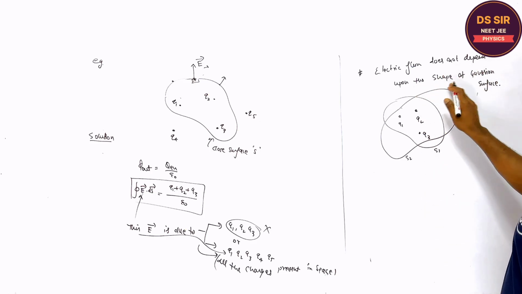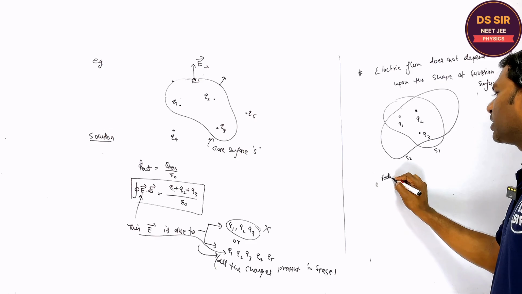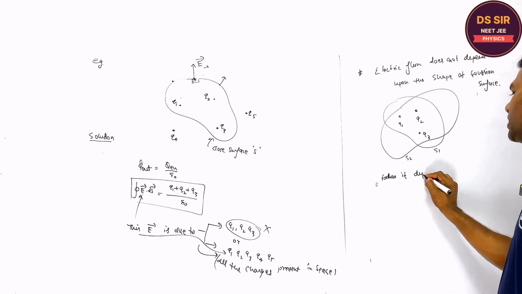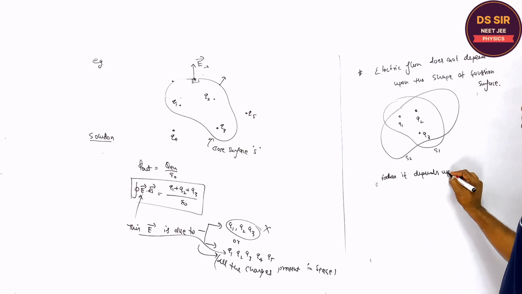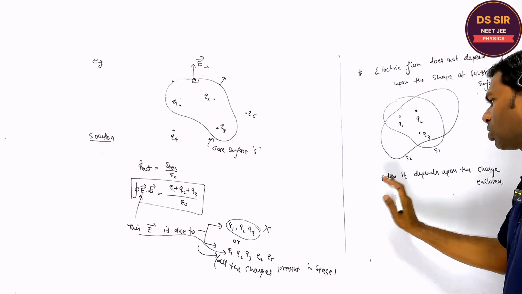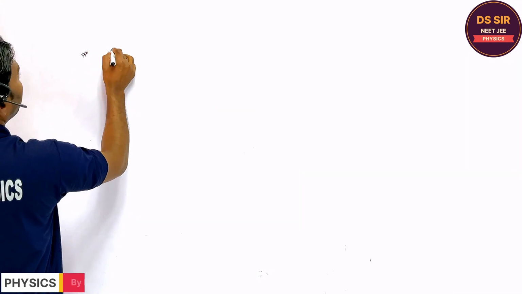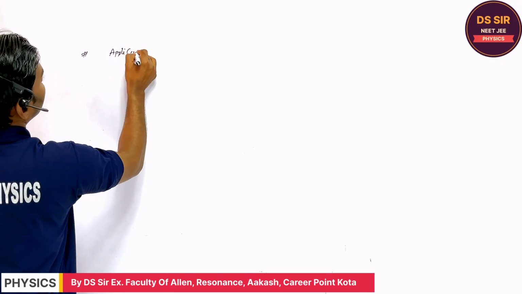It does not depend upon the shape of the Gaussian surface, rather it depends upon the charge enclosed, right? Charge enclosed. Is it clear or not? Right? Copy this. Now we can write the application of Gauss's law.